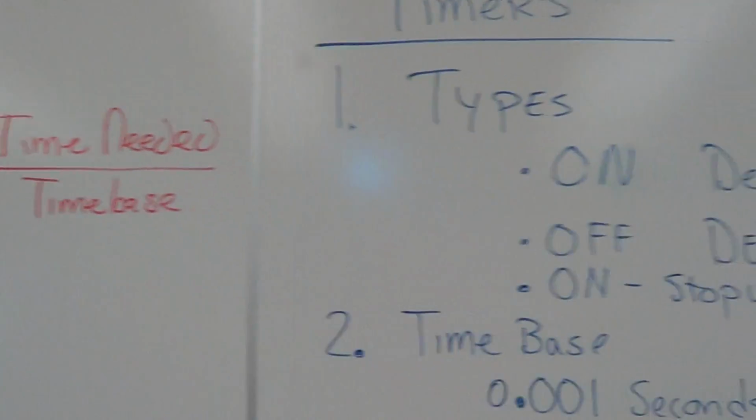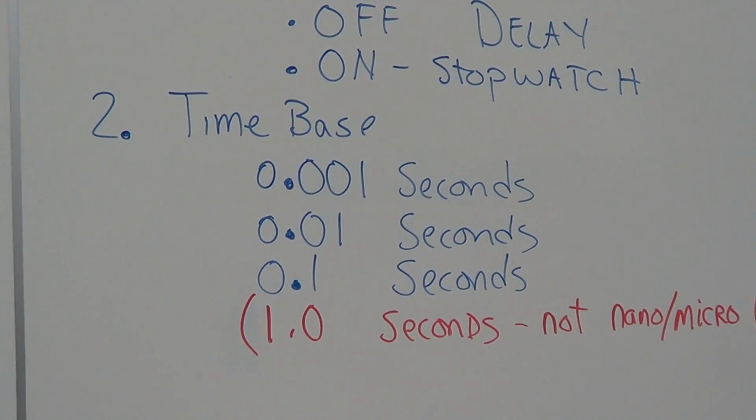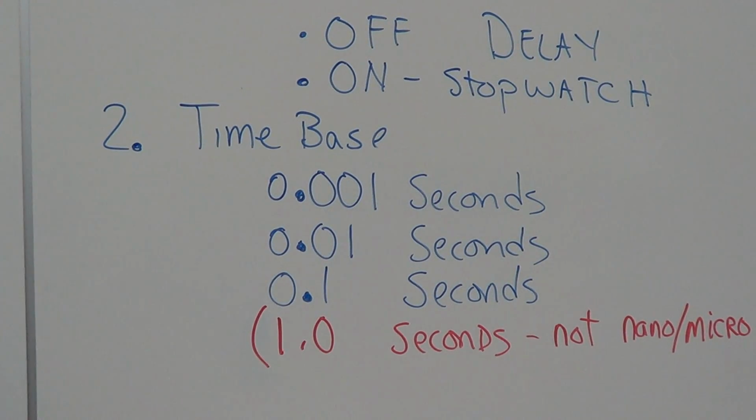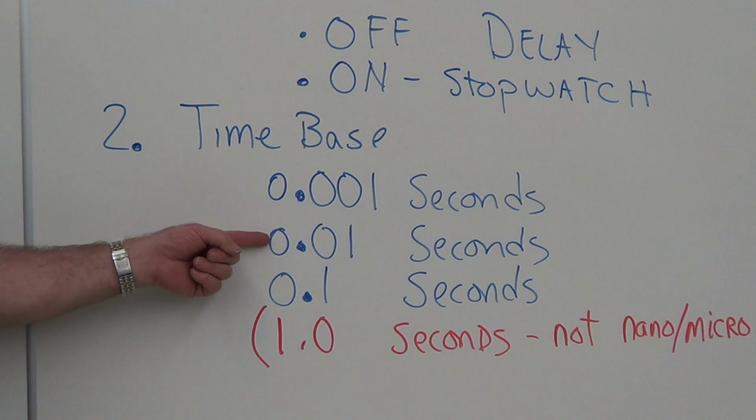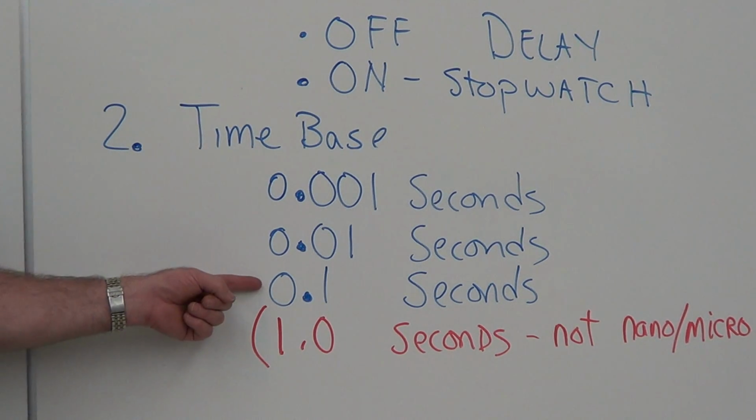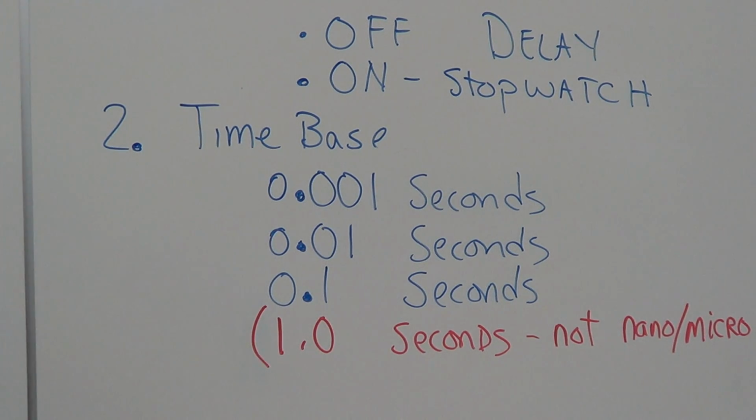Well, if we look over here, you have 3 different time bases that you can use on your timers. Tenths, hundredths, and thousandths. Okay? Those are the time base. 0.1, 0.01, 0.001. In this case, I took 5.2 seconds divided by 0.1, which would give me a count or a PV of 52.